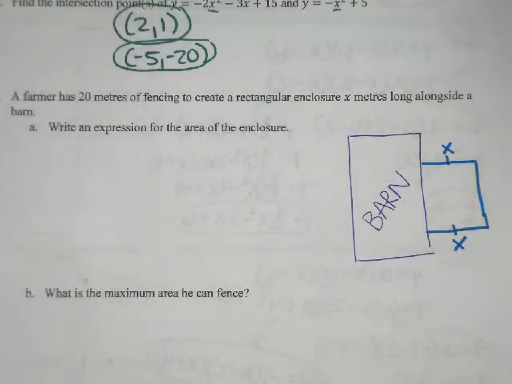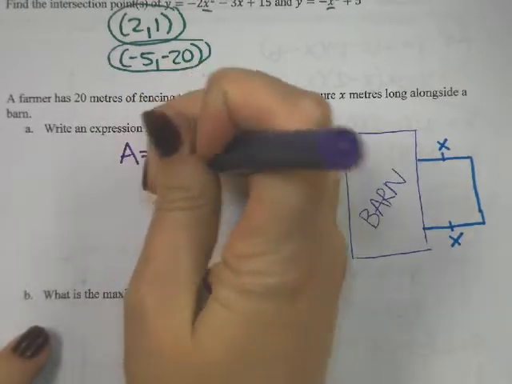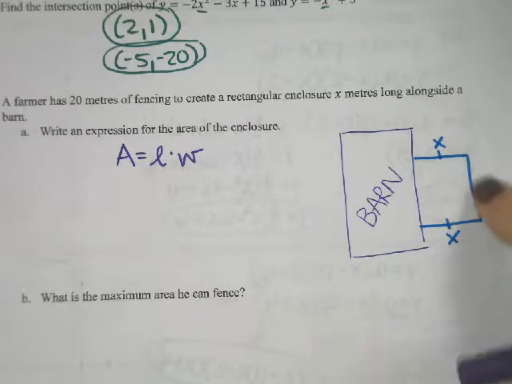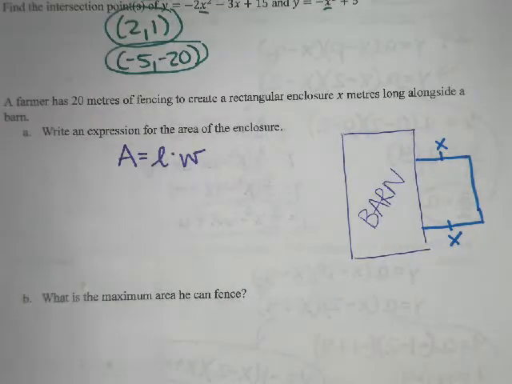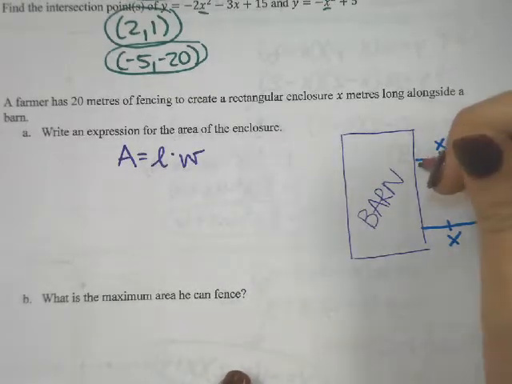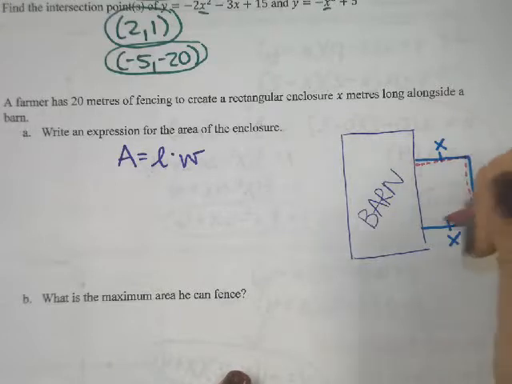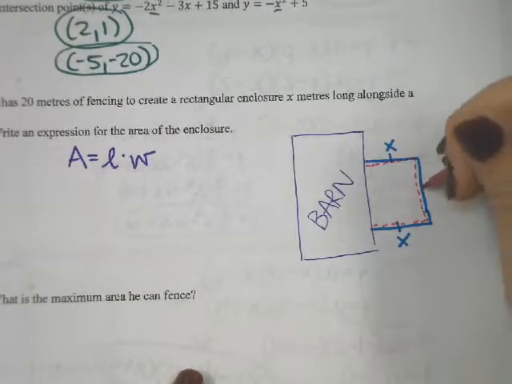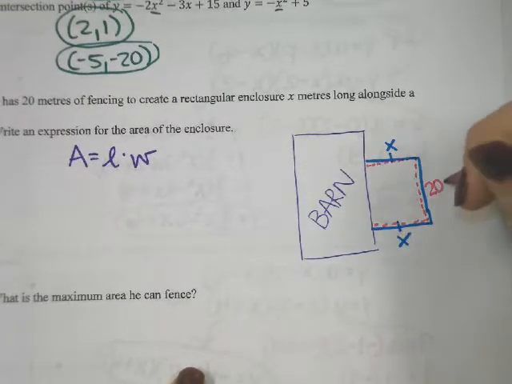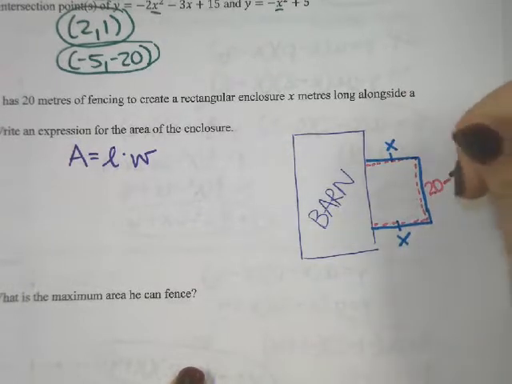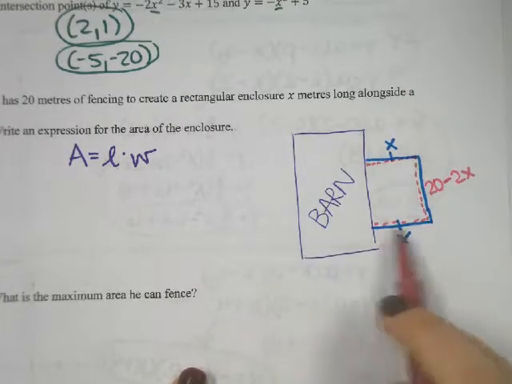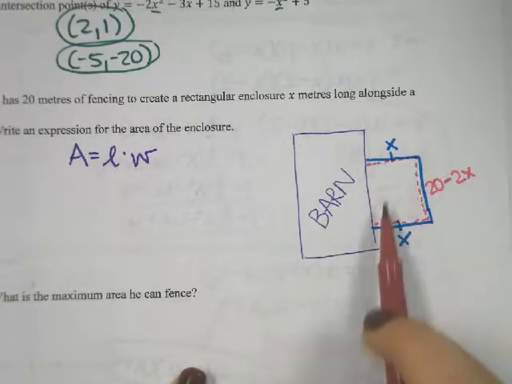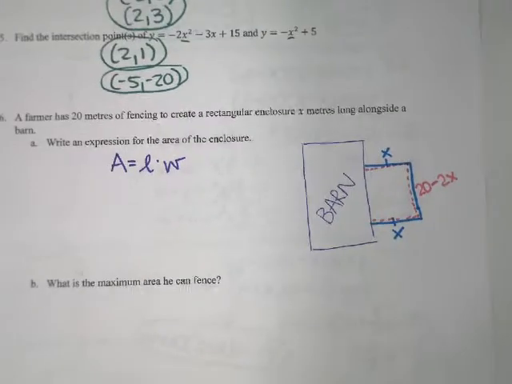So for the area of a rectangle, our area is length times width. We know that we have a width of X, but we need to figure out our length. So if we have 20 meters of fencing total, and we need to use all three sides, we know these sides are both X, so this side will be 20 minus however long these two sides are, so minus 2X. So if this is X and this is X, and we have 20 total, then this side is the total of 20, take away both of these sides, so minus 2X.